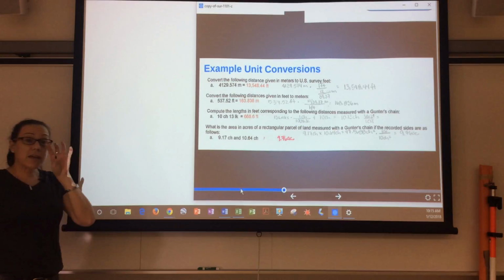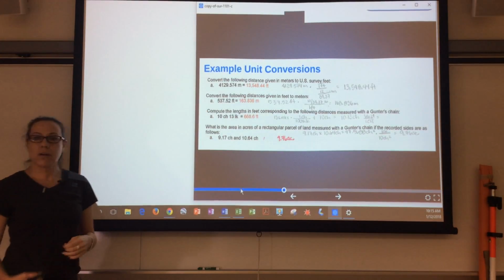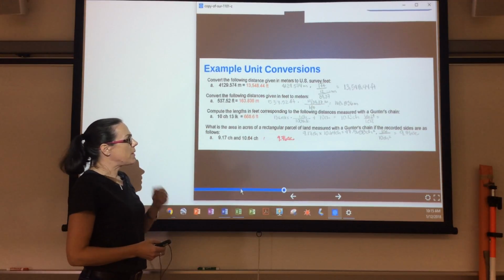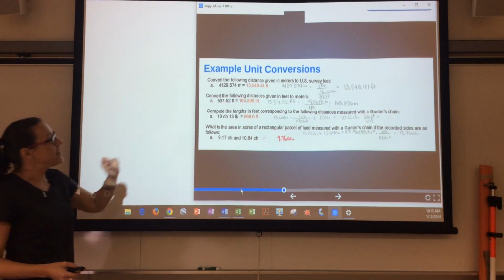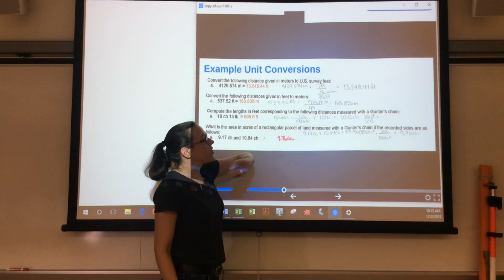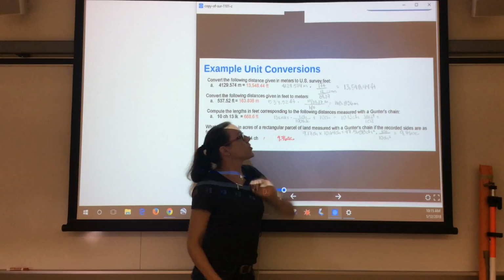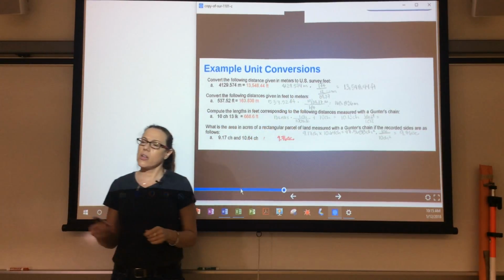All right, quick. This is going to look similar to possibly your homework. Convert the following distances given in meters to the U.S. survey foot. So I've got 4,129.547 meters, and in red is the answer. But over here I show you how to convert it. I even show you that 12 millimeters equals 39.37 feet. So I do the conversion here. It's called the box method.